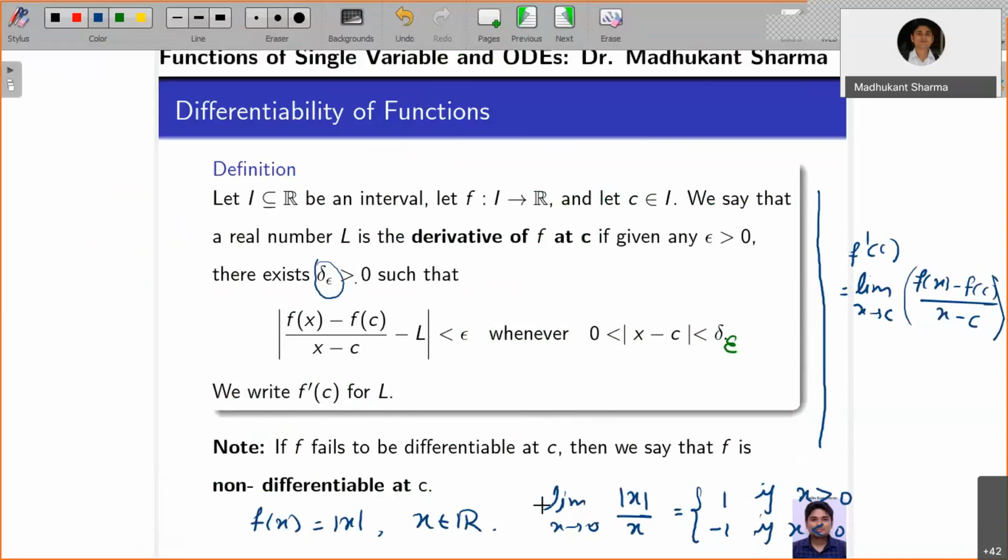Whenever c is greater than 0, the derivative is 1. Whenever c is less than 0, the derivative is minus 1. So this is the fundamental definition, in terms of epsilon delta, for differentiability of functions of a single variable.